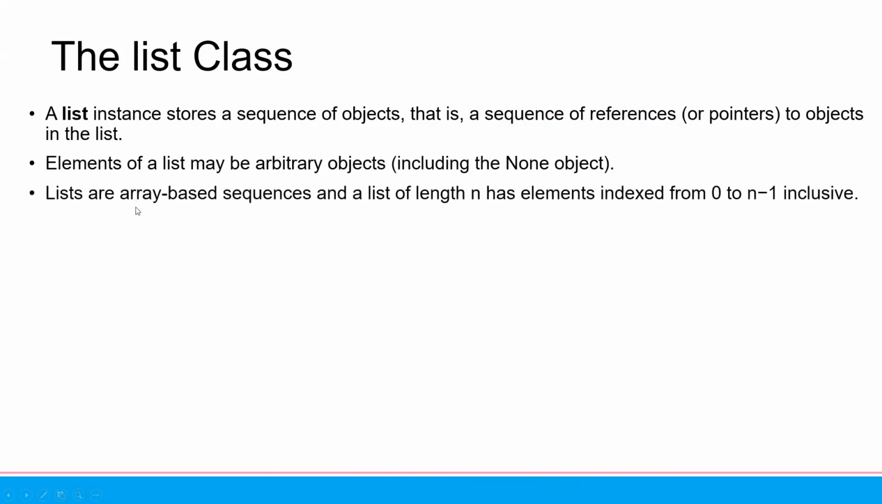Lists are array-based sequences. If you understand arrays, then you can easily have an insight about lists. A list of length n has elements indexed from 0 until n minus 1. In any programming language, they will start the index from 0 until n minus 1. Only some programming languages use starting index 1. For example, if you learn the R language, they use index starting from 1.